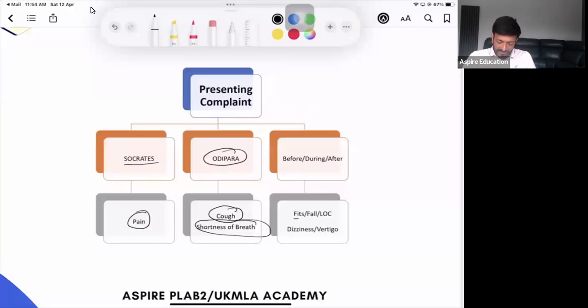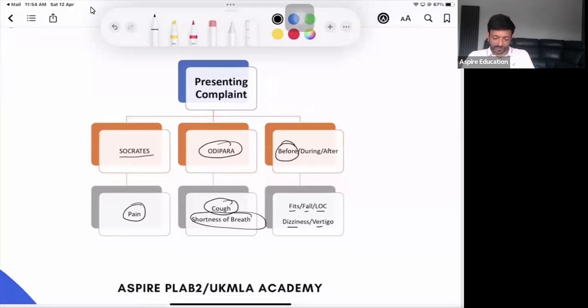If the station says it's for loss of consciousness, dizziness, vertigo, then how are you going to take history? You're going to take history before, during, after. Before, during, after. Right? So this is how it's going to work. Yeah. So how many differentials should we rule out? Let's see.